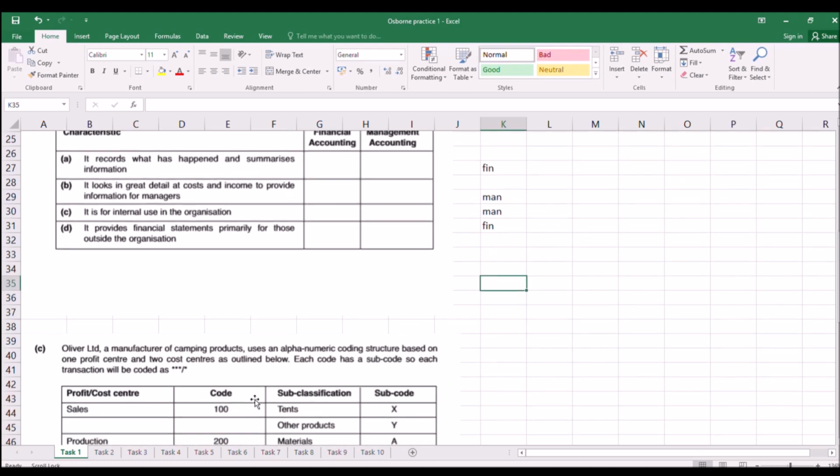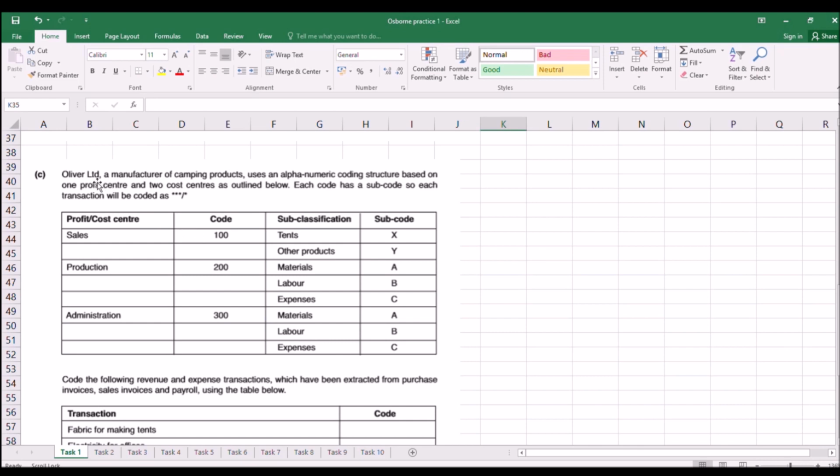Right, is that it? Oh, got some more, okay. Oliver is a manufacturer of company products. It uses an alphanumeric coding structure, so letters first and then numbers afterwards, based on 1 profit centre and 2 cost centres, as outlined below. Each cost has a subcode, and then what you've got to have is this little slash in between. So what we're going to do here is we've got the letters first, and then the little slash, which we need to put in, and then the subcode afterwards.